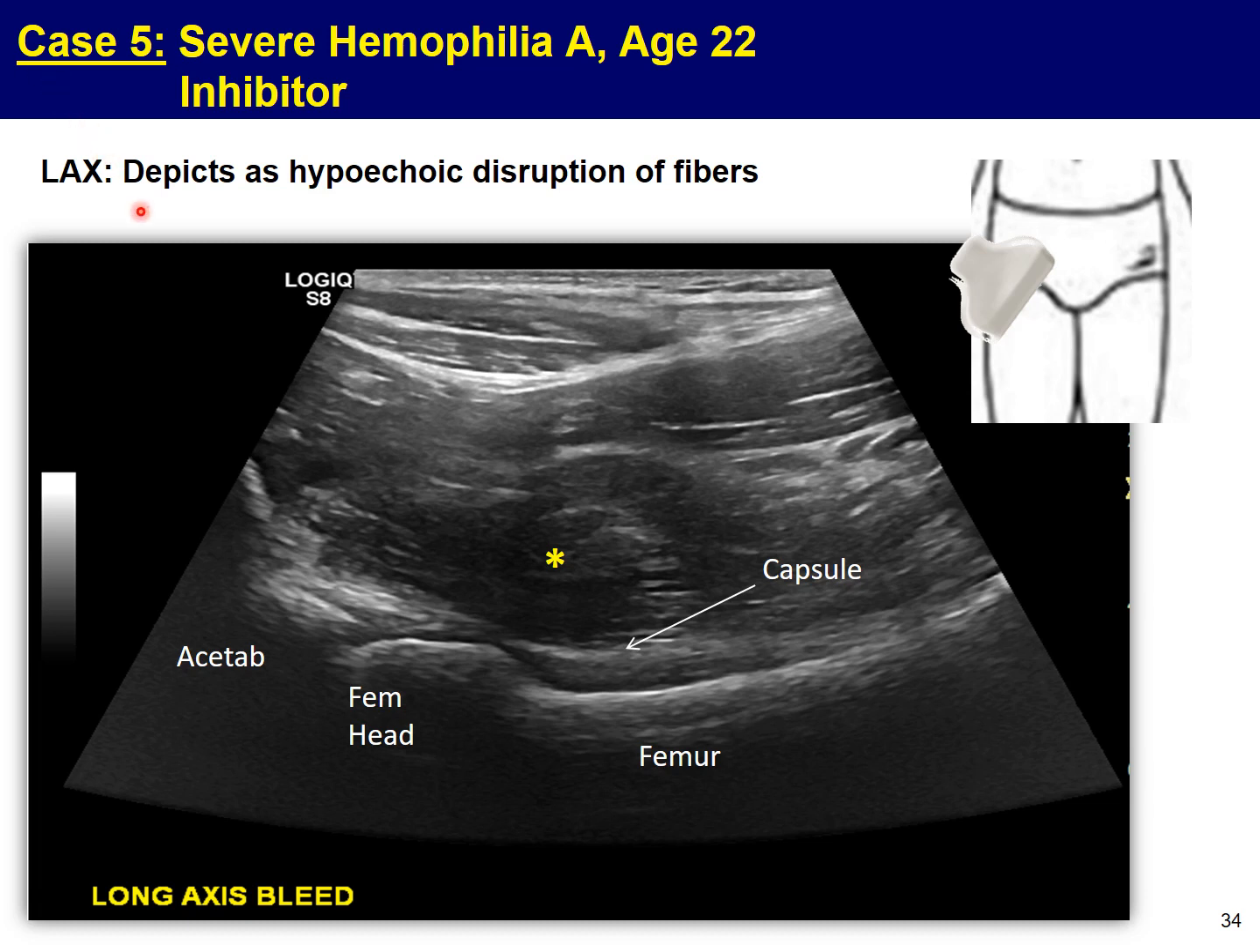Case number 5 is another example of an iliopsoas bleed in a patient with severe hemophilia A and an inhibitor who experiences spontaneous pain in the iliopsoas or hip region. The longitudinal axis here with the transducer depicts the iliopsoas bleed as a hypoechoic disruption of fibers. Now again, going through the anatomy, here would be the femoral head, followed by the femoral shaft. The capsule is a mixed to hyperechoic structure following the femoral line, and here are remnants of the acetabulum.